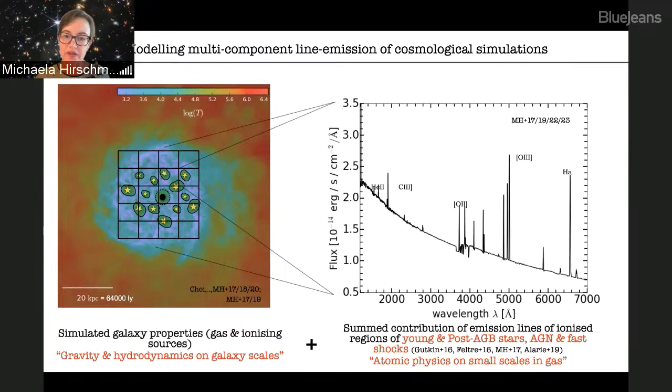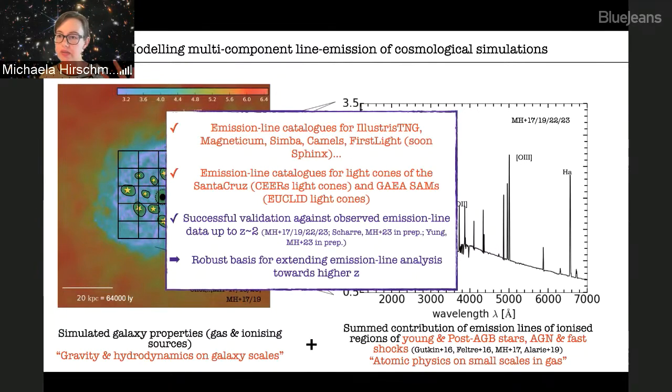We've applied this method to a number of different cosmological simulations and galaxy formation models like IllustrisTNG and the Santa Cruz SAM. We have, for example, contributed to the light cones specifically constructed for the SEERS survey program. We largely successfully validated our emission line predictions against observational data from redshift 0 up to redshift 2-ish, so that we can be fairly confident to have a robust basis allowing us to extend our emission line analysis out to higher redshift, to have some comparison to and interpretation of new James Webb data.